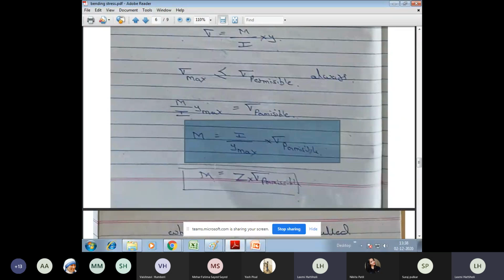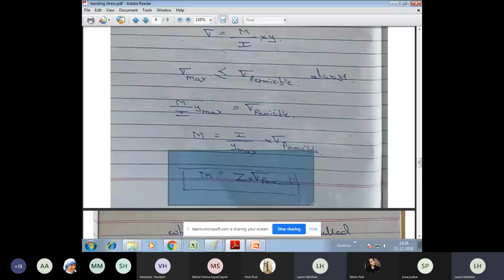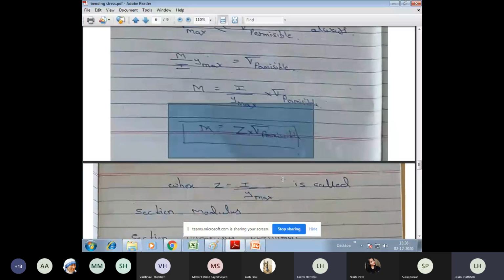So now I'll assume I by Y as Z. What is Z? Z is called the section modulus. What is section modulus? It is the ratio of inertia divided by the distance from the neutral axis to the considered layer. That ratio is called the section modulus Z.